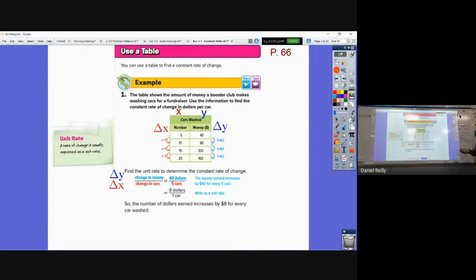So this example, which was completed in this book, shows the amount of money that a booster club makes when they wash cars. What's a booster club?